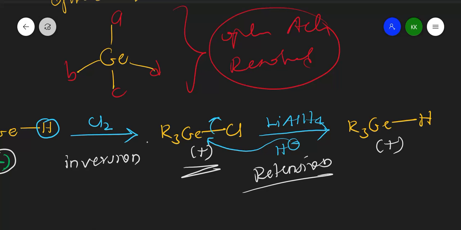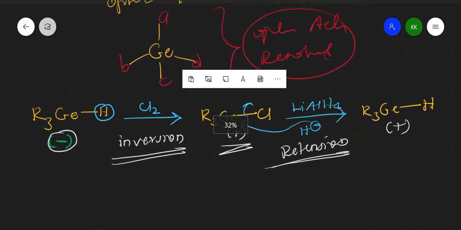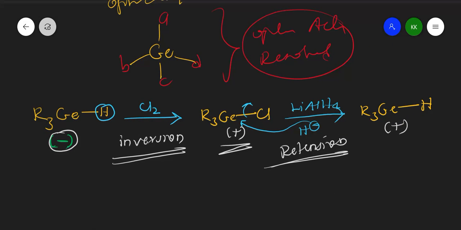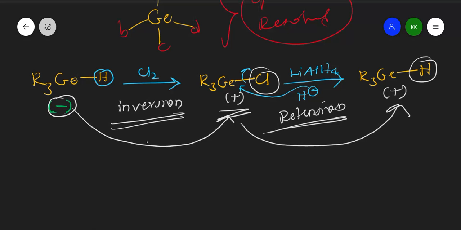How retention happened and why inversion happened is not explained in the book either. Just you need to remember. Initially hydrogen was replaced by chlorine, and if you see the stereochemistry, from minus to plus, we call it inversion. Later, when we added LiAlH4, the chlorine was replaced by hydrogen, but if you check the configuration, plus remained plus, so it was retention. So these things they observed.